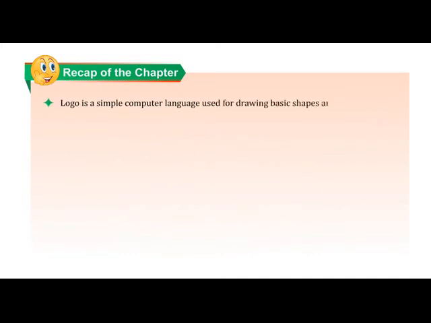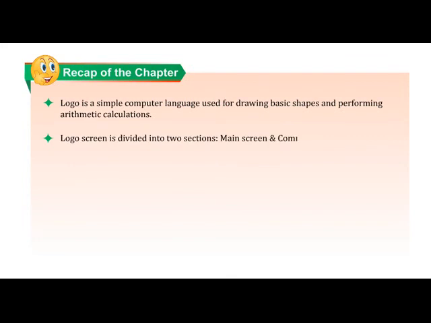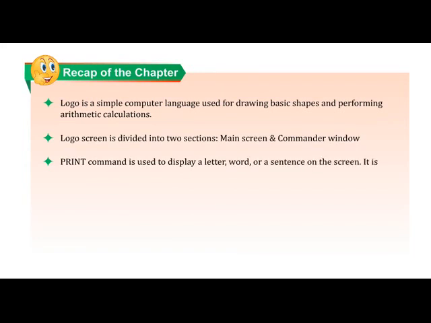Let us quickly glance through the key points discussed in this chapter. Logo is a simple computer language used for drawing basic shapes and performing arithmetic calculations. Logo screen is divided into two sections, main screen and commander window. Print command is used to display a letter, word or a sentence on the screen. It is also used to perform calculations using mathematical and logical operators.